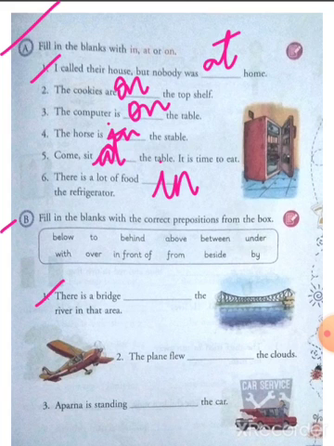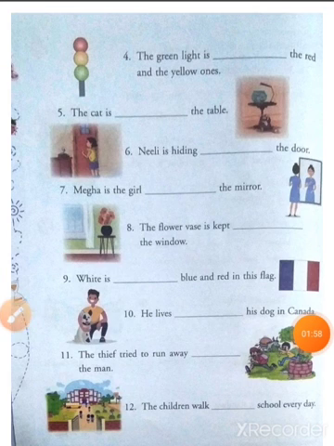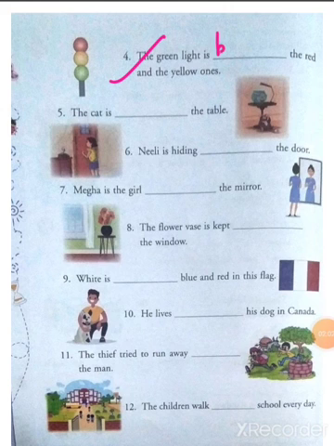First, there is a bridge above the river in that area. The plane flew over the clouds. Aparna is sitting or standing near the car. Near, or we can use beside the car. Okay, now the next page. The green light is below the red and yellow ones.